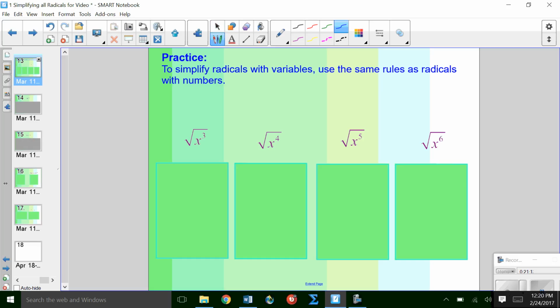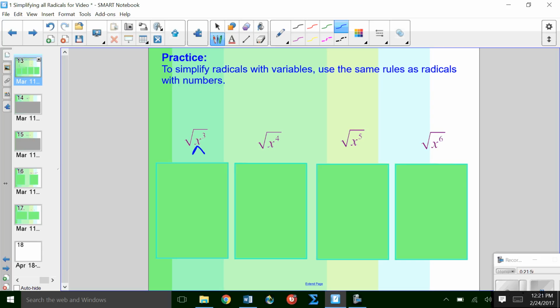So to simplify radicals with variables, we'll use the same rules as radicals with numbers. What that means is that we're going to see if we can break apart this value of x cubed into a factor of a perfect square and just another factor of x cubed. First of all, we cannot take the square root of x to the third because the power of 3 there is an odd exponent. We cannot divide that exponent by 2 cleanly. You can't take half of it cleanly.